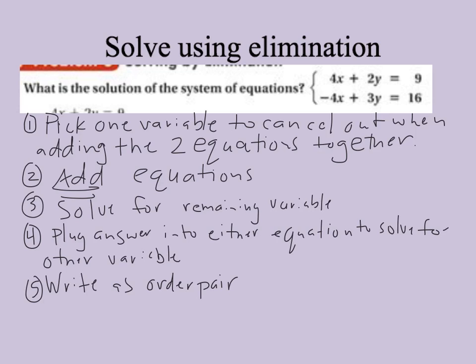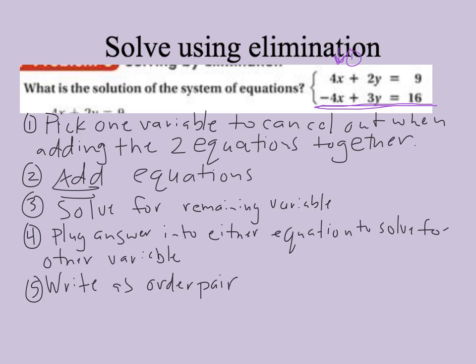The first step is you should pick one variable to cancel out when adding the two equations together. This problem already has a variable that's already opposite of each other, these x's, so they will already cancel out. So I don't really have to do anything for problem 1, or for step 1. Second step is to actually add the two equations together.